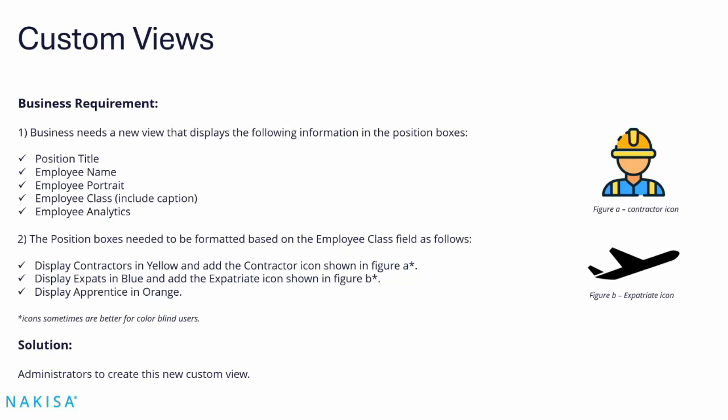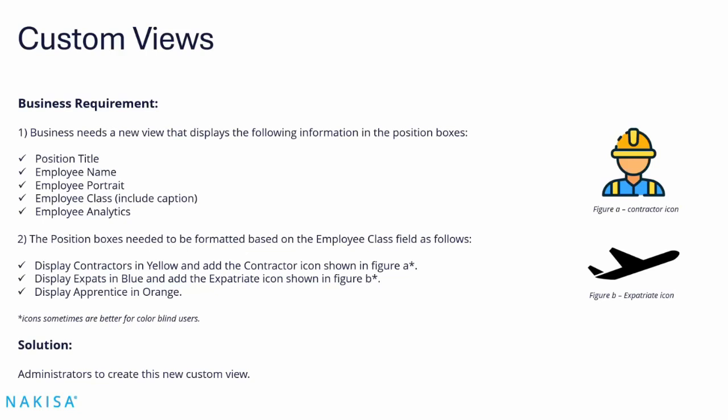So employee class, depending on the ERP you have, could be related to an employee or could be related to the position. An employee class could be active, could be expatriate, could be intern, could be contractor, consultant, apprentice, etc. So there are different employee classes that are available. And depending on the ERP, you may have it at the position or the employee level. But the business also wants to have a lot of analytics displayed within the OrgChart box.